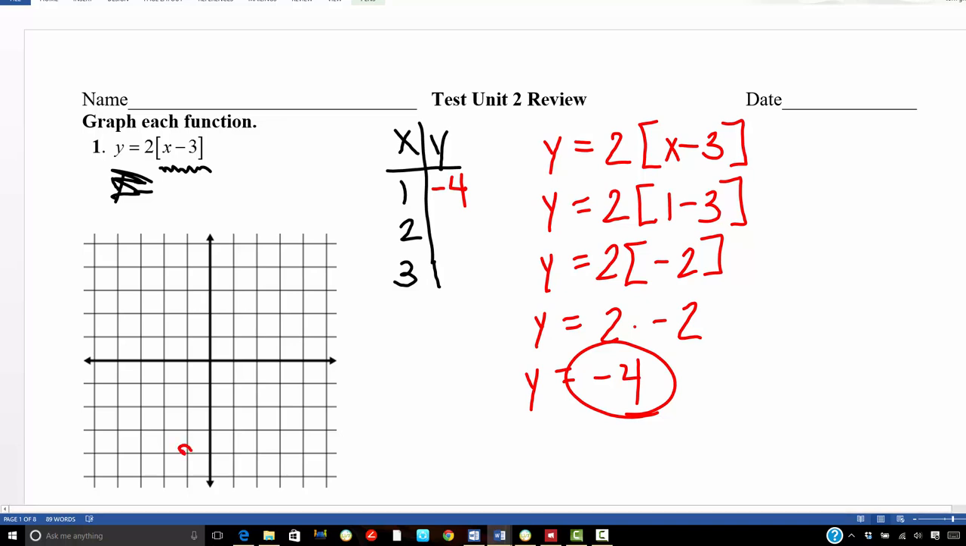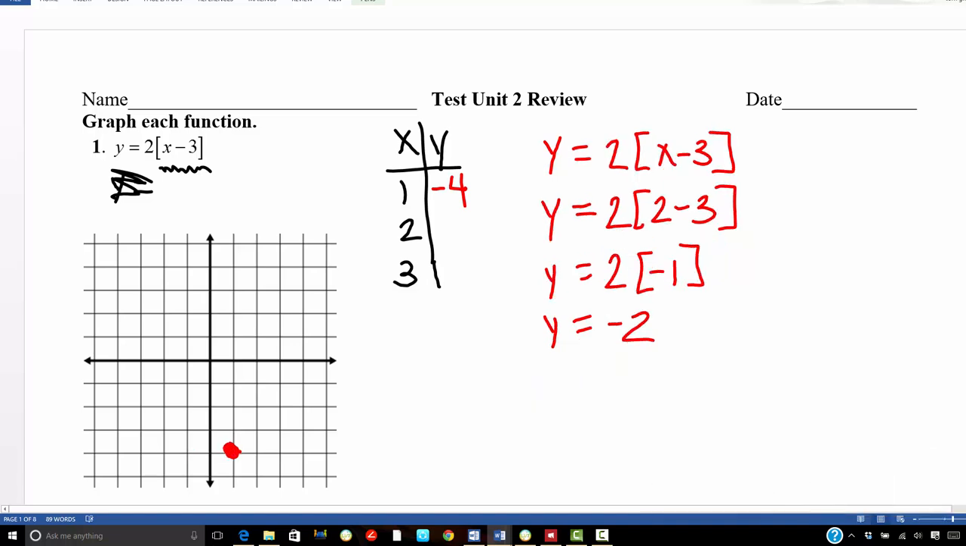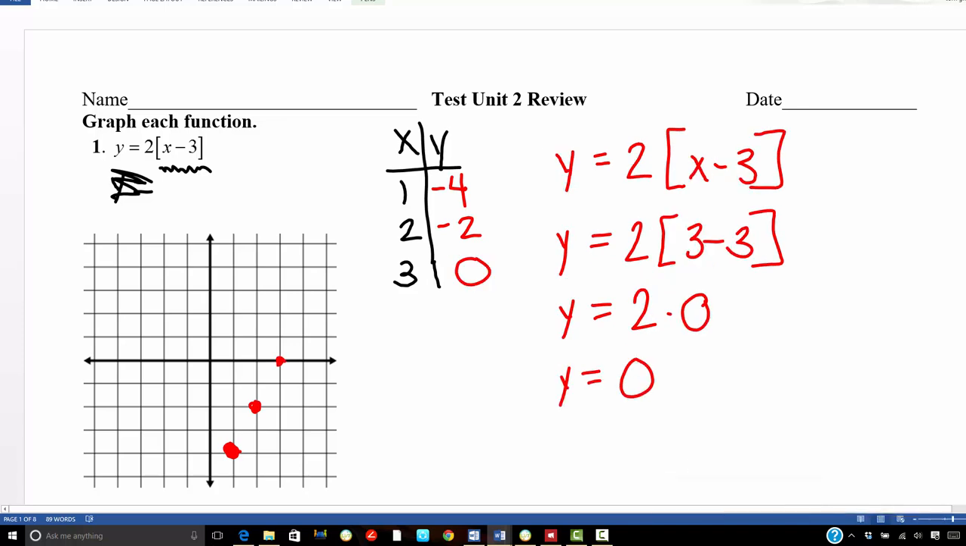Oh, that's right here. So there's our next point. When x is 2 and we substitute that in, we get -2 for y. And again, we could check this in our table of values in the calculator and get these points just as easily. All right, so there's our 3 points, 1, -4, 2, -2, and 3, 0.